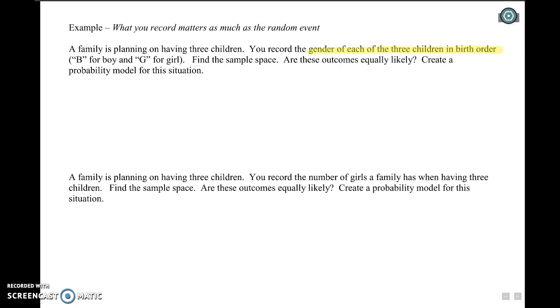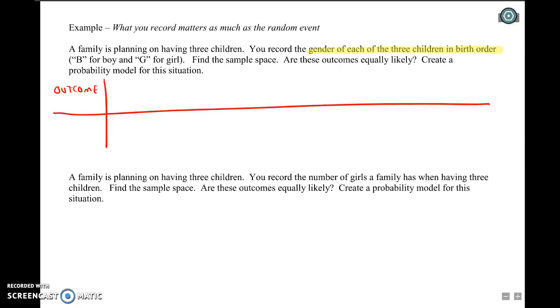So we're going to record the order of our boys and girls. So we'll call this outcome. We're going to make a probability model, so let's just start with the table. So I could get 3 girls in a row, girl, girl, girl. I could get 2 girls and a boy. Let's do all the combinations of 2 girls and 1 boy. I could get a girl, boy, girl. I could get a boy, girl, girl.